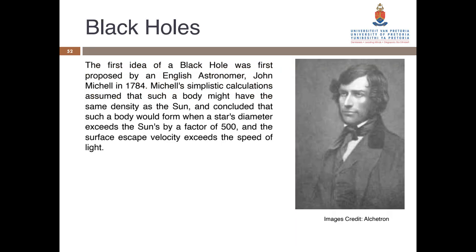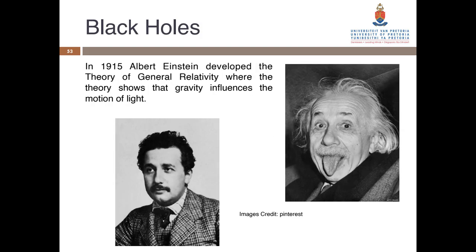So where does the idea of a black hole come from? The English astronomer John Michell proposed in 1784 that such an object could exist. And he predicted it by simplistic calculations he made. He calculated that such an object would need to exceed the sun's size by a factor of 500, and that a surface escape velocity exceeds the speed of light.